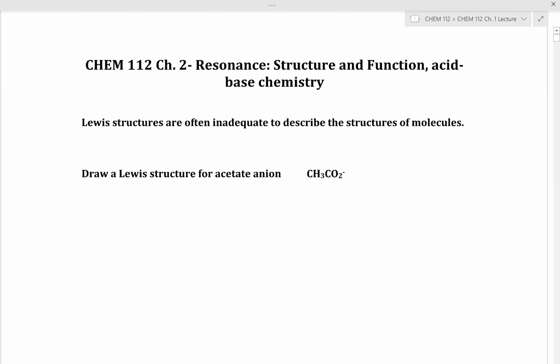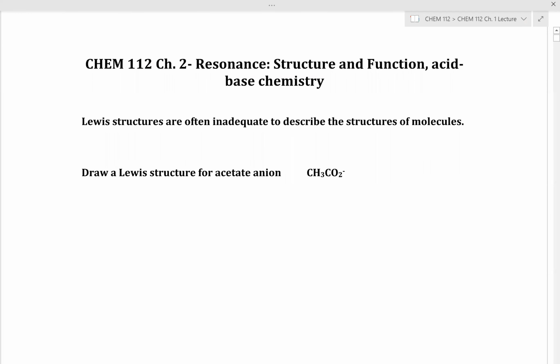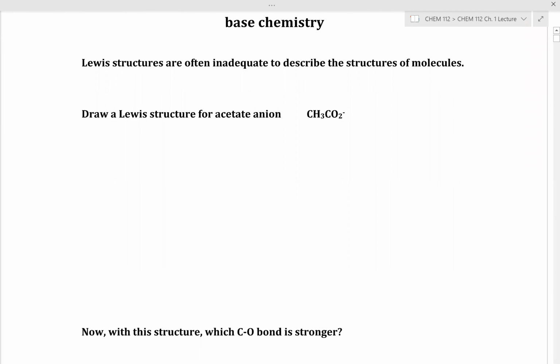Why do we need to be concerned with resonance's role in structure? Well, Lewis structures are often inadequate to describe the true structure of a molecule. So for example, if we look at the acetate anion, CH3CO2-. If we're using our functional group approach, reading from left to right, what's the first functional motif that we should draw? CH3, okay? And connected to that CH3 is what?